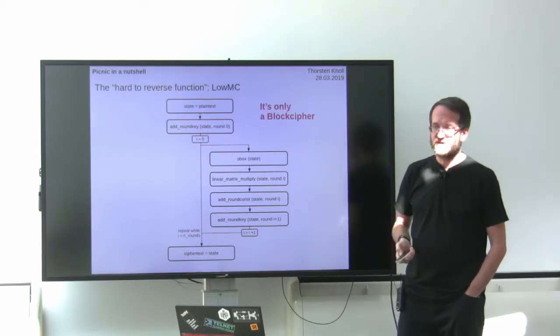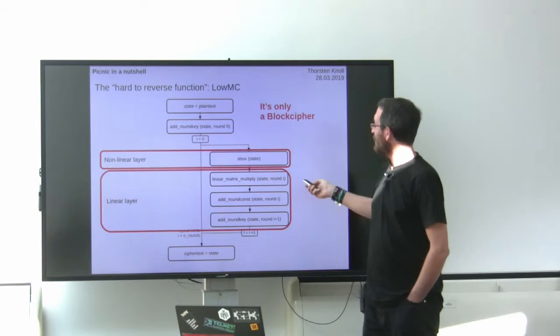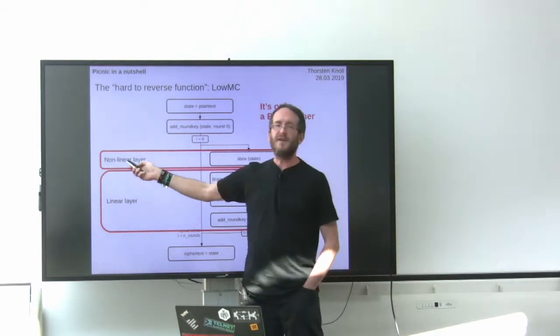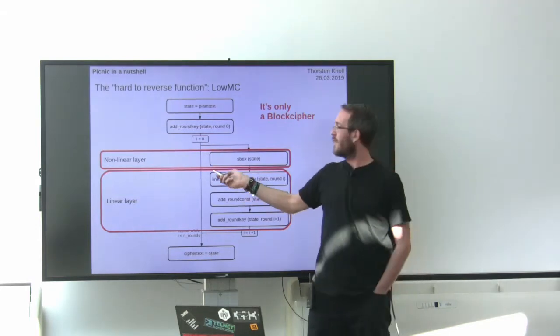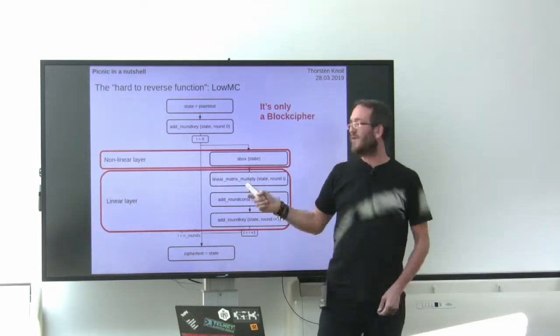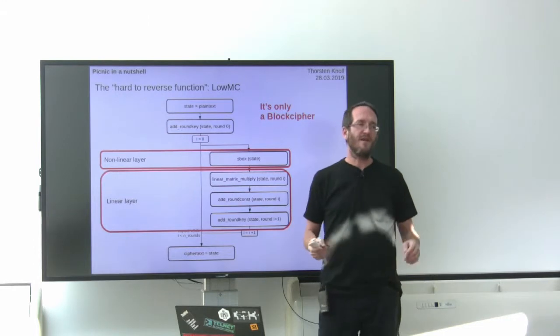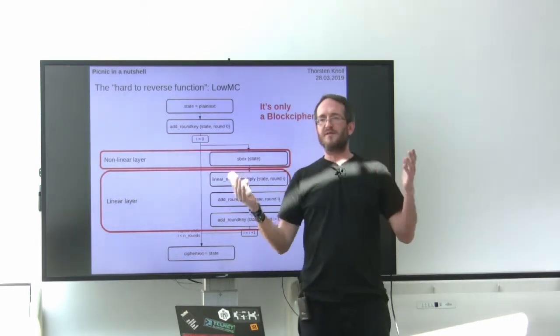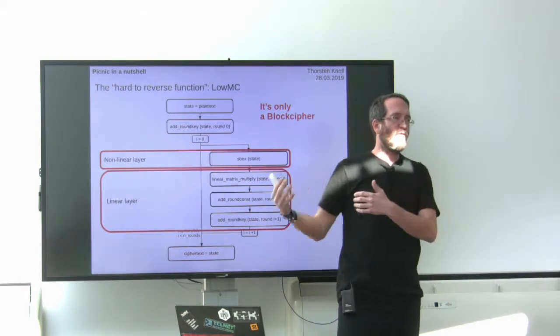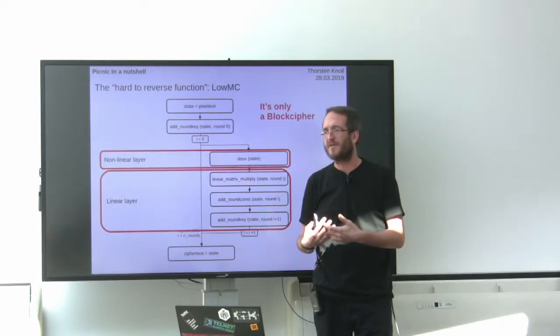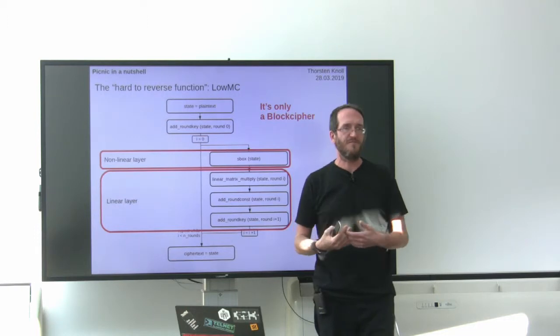First, it's only a block cipher, don't fear. And this one is called the nonlinear layer, and this one is called the linear layer. Why do we need a nonlinear layer? Because if that would not be in and all would be a linear layer, we can put all that in a big matrix and calculate it in every way we want. It would not be any kind of hard to reverse.